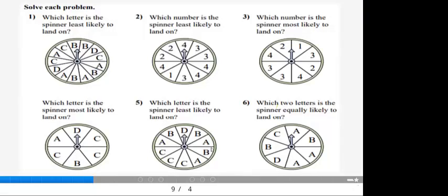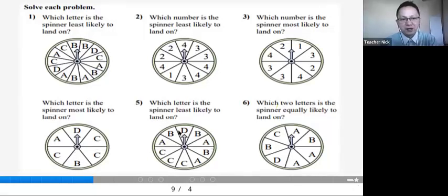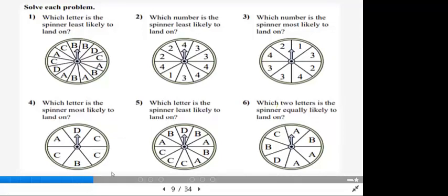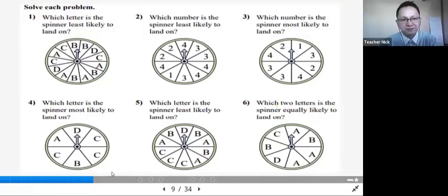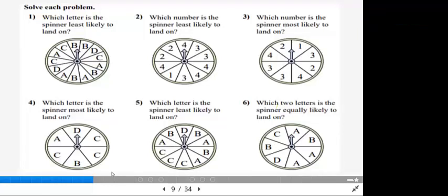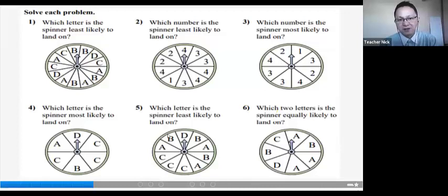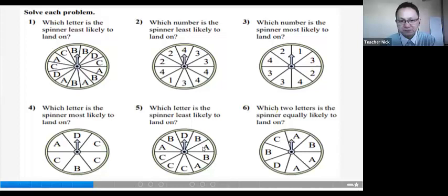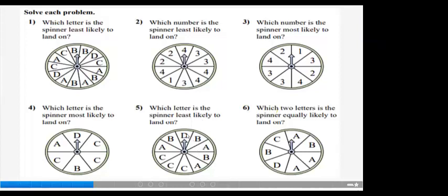All right. Number 4. Which letter is the spinner most likely to land on? Letter C. Why letter C? How many C are there here? 3. All right. So it's most likely to land on. How about number 5? Which letter is the spinner least likely to land on? A, B, C, or D? D. Okay, D. Least.